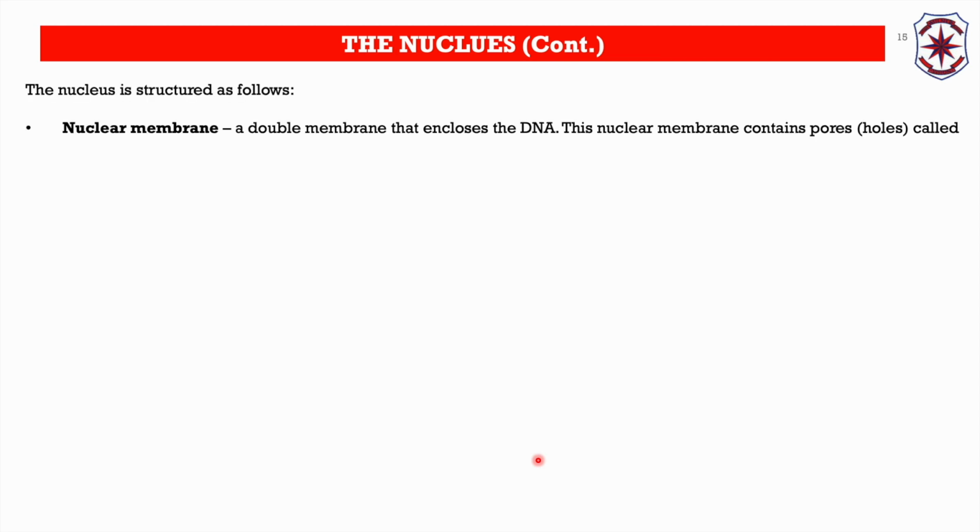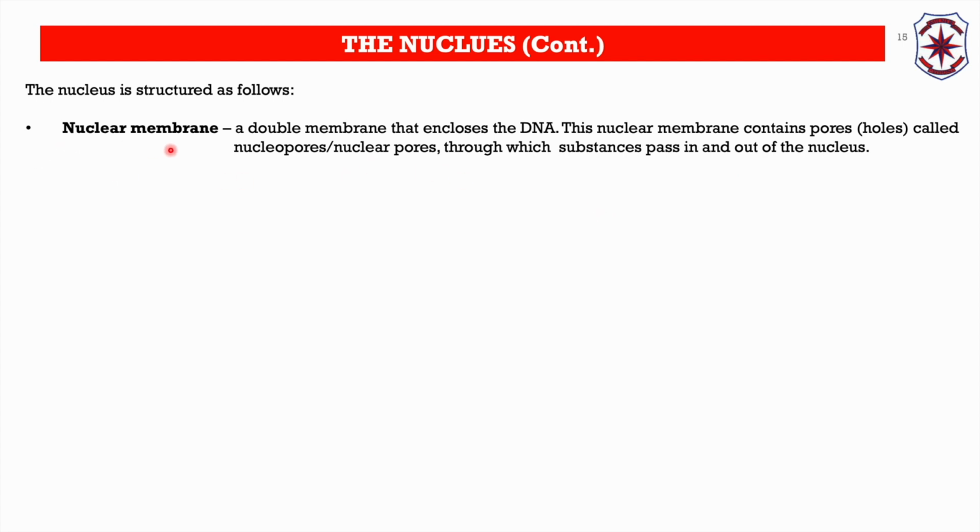Okay, continuing with the structure of the nucleus. The nucleus is structured as follows. We have the nuclear membrane surrounding the nucleus. So this is a double membrane that encloses the DNA, or encloses the genetic material. All right. This nuclear membrane contains pores that are called nucleopores, or you can call them nuclear pores, through which substances pass in and out of the nucleus.